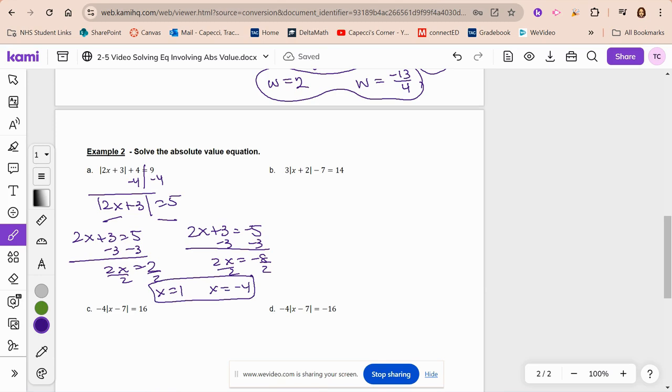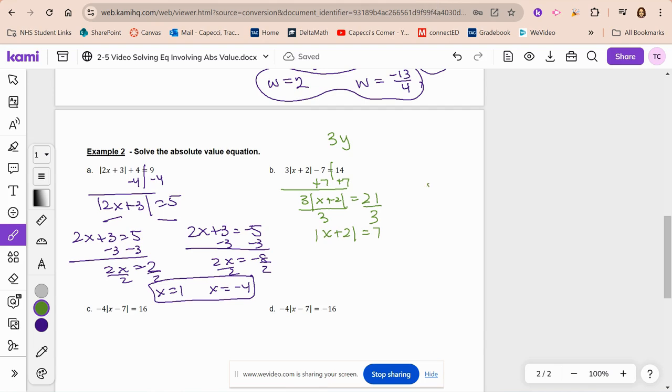Let's look at letter B. So again, there's my wall. Now again, I'm going to add 7 to both sides. I need to do that first. When I have that 3 right next to my absolute value, it means I'm multiplying. Kind of like when you have something like 3y, it's 3 times y. It's the same thing here. It's 3 times the absolute value. So the opposite operation is to divide. So we're going to divide both sides by 3. So the absolute value of x plus 2 is equal to 7.